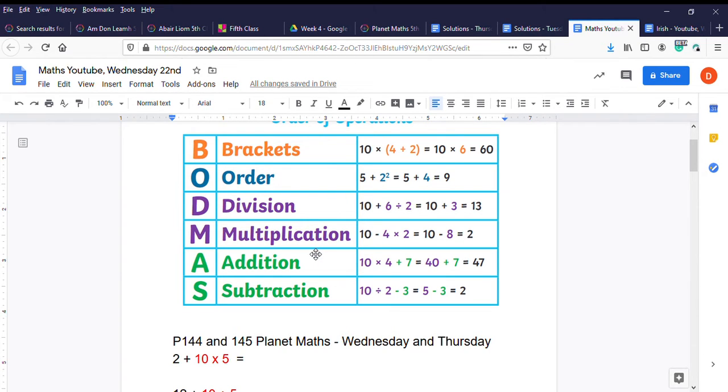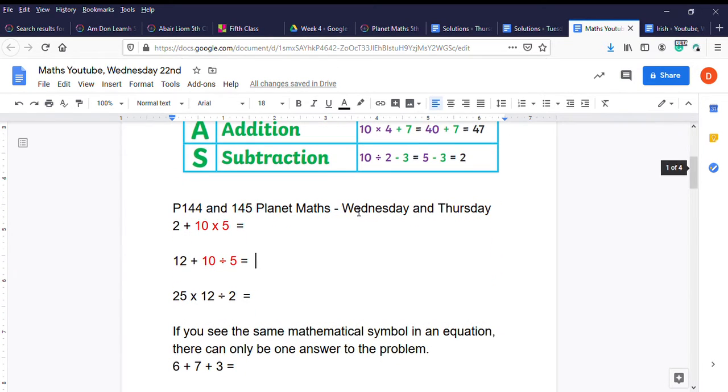You have 10 minus 4 multiplied by 2. You multiply 4 by 2 first, which is 8, and then you subtract that from 10 to get your answer, which is 2. Now let's have a look at the questions that I've posted here.